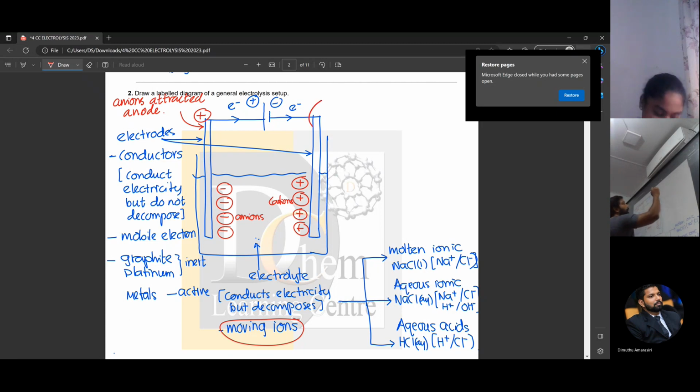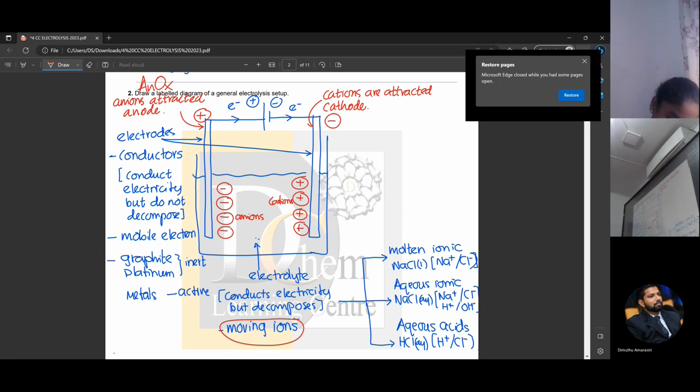Here, cations are attracted. Therefore, it is the cathode. Cations are attracted, so it is the cathode. In order to attract cations, the cathode has to be what charge? Cations are positive, so the cathode has to be negative. You understand? And then you remember my mnemonic, AnOx.